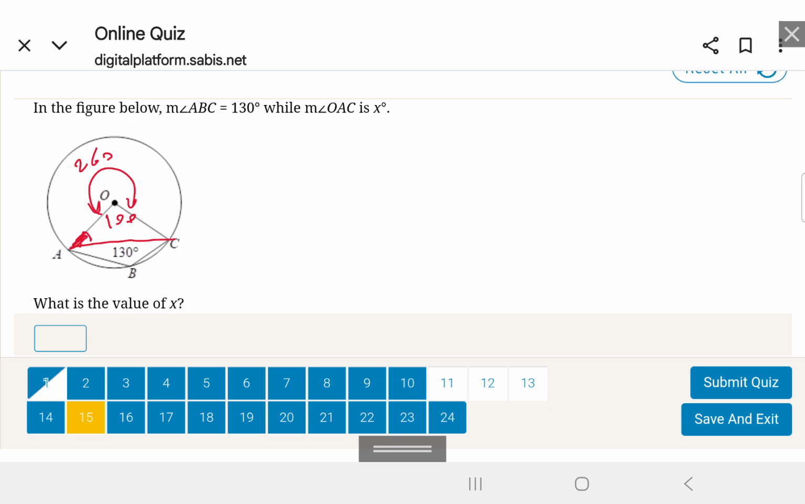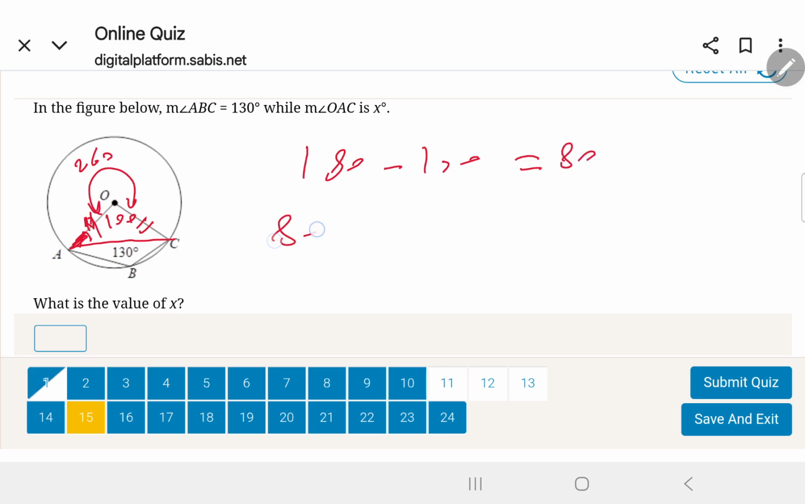Next step, in order to find A, this is an isosceles triangle. The sum of angles in a triangle is 180, and this is isosceles. 180 minus 100, you get 80. Then you divide 80 by 2, you get 40, and this A must be 40.